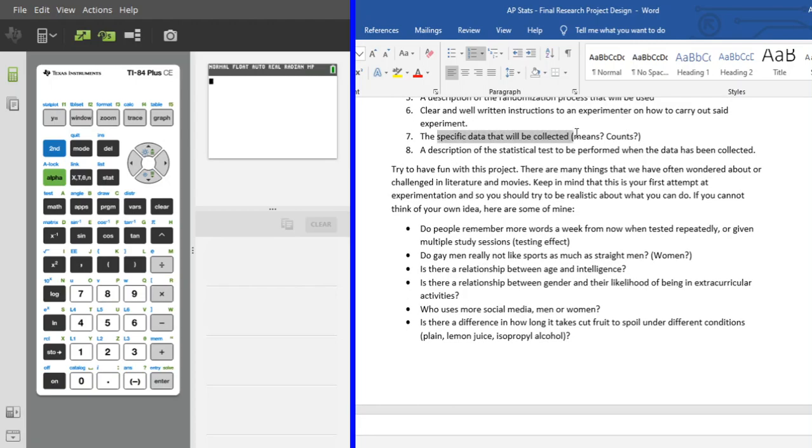Also, you need to know what kind of data you're collecting. So, are you interested specifically in the means and the counts of some people? That is to say, when I say counts, things like the number of people who are using social media versus, say, the number of tweets that someone makes per day, on average.